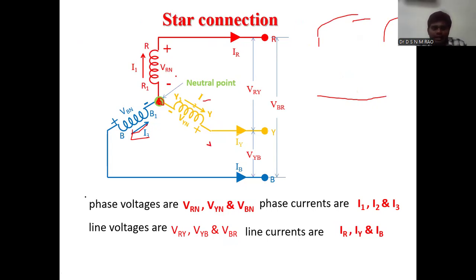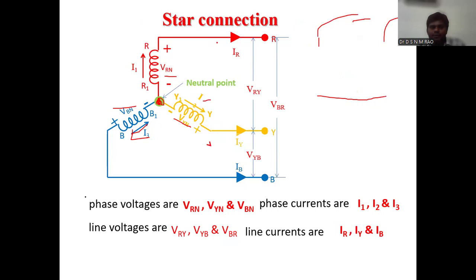Similarly, VRN represents the phase voltage of R phase, VYN represents the phase voltage of Y phase, and VBN represents the phase voltage of B phase. So I1, I2, I3 are phase currents, and VRN, VYN, VBN are the phase voltages. For balanced system, all three phase voltages are equal: VRN equals VYN equals VBN equals V phase only.